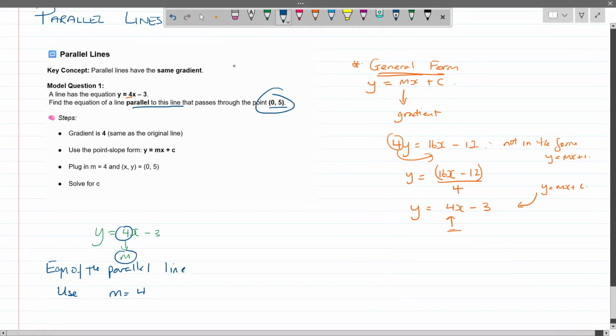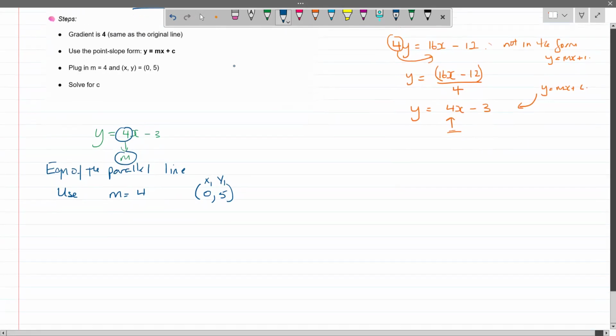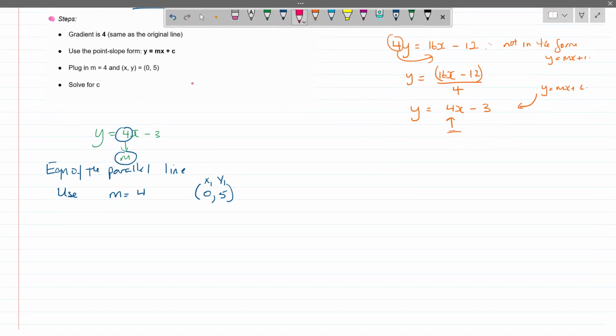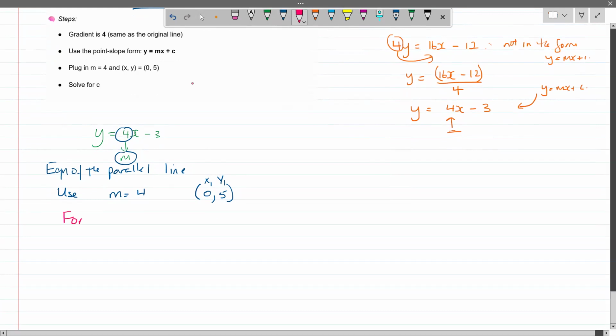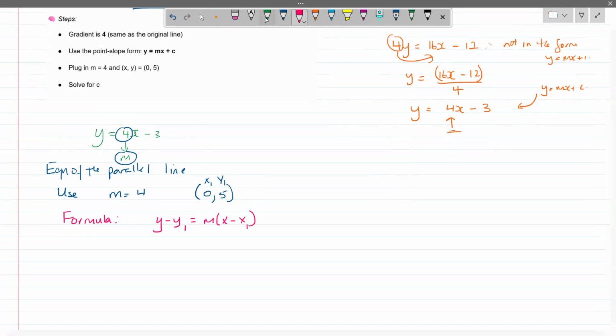They gave us the point (0, 5). So that's supplying x1, y1 values. And then we will use our formula. So it's just like finding the equation of a line. You just need to know where you're getting your gradient and your point from. The formula is y minus y1 is equal to m into x minus x1. We know what we substitute in these places.